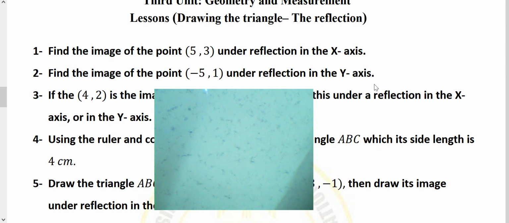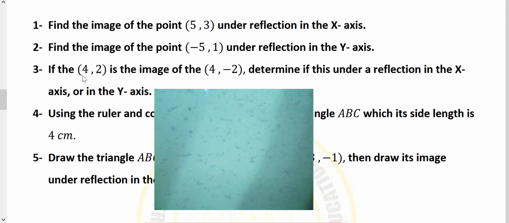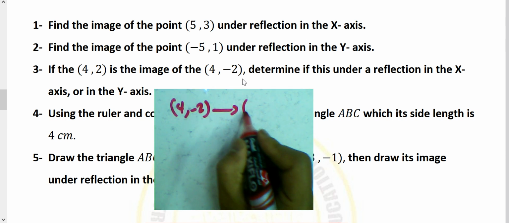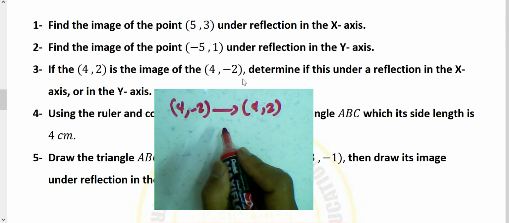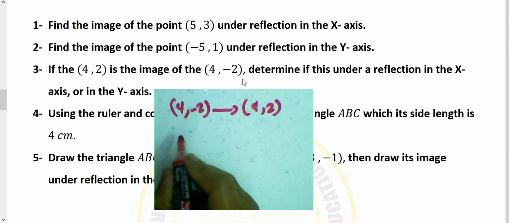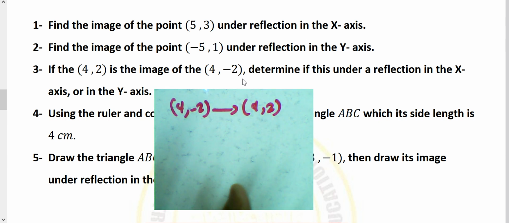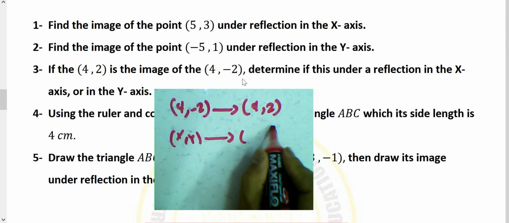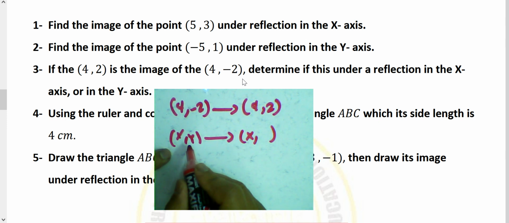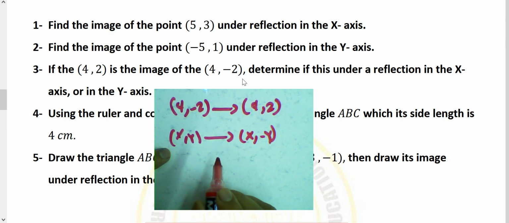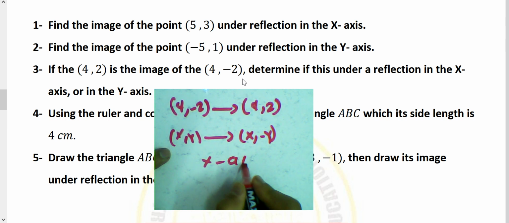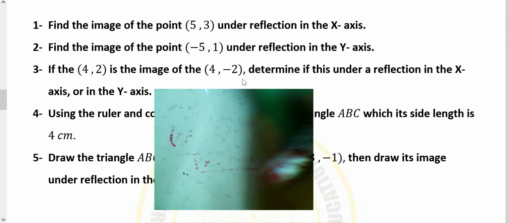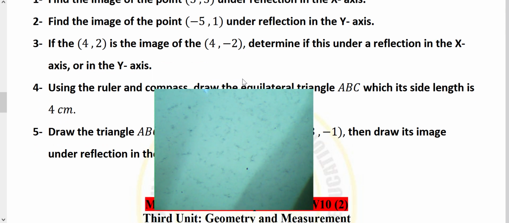Then the result will be (5, 1). Question 3: If the point (4, 2) is the image of the point (4, -2), determine whether it is under reflection in the x-axis or the y-axis. We have (4, -2) and the image was (4, 2). The x is the same and y changed, so the reflection is in the x-axis because the sign of y changed. So the answer is the x-axis.